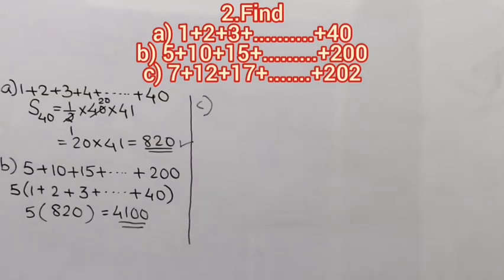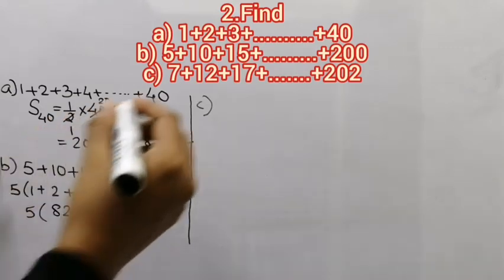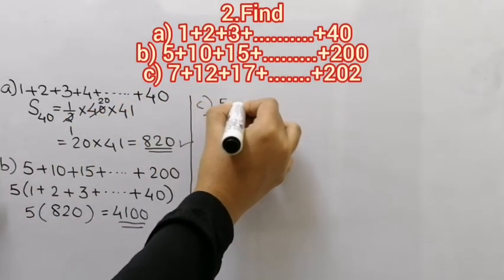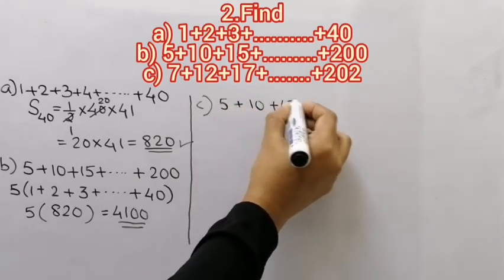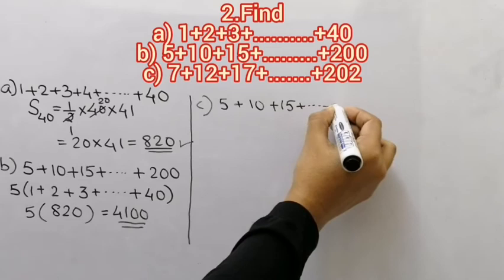Now moving on to the C bit. Okay, here 7, 12, 17, 22, etc. up to 202. So here before that, I am going to write this one, the second sequence. 5, 10, 15, etc.